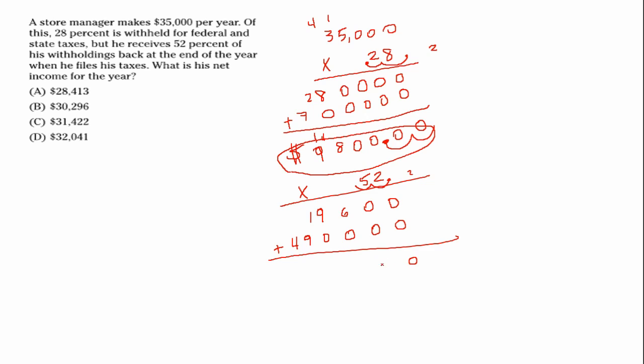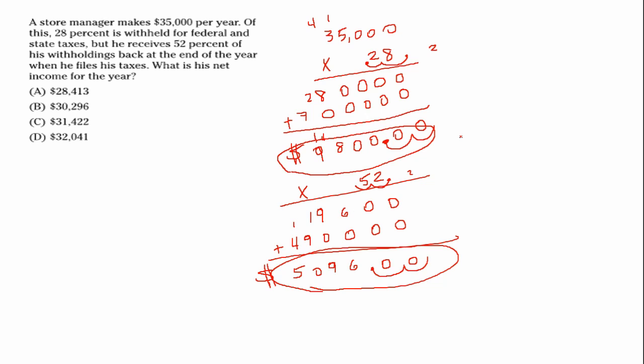Add 0 plus 0 is 0. 0 plus 0 is 0. 0 plus 6 is 6. 9 plus 0 is 9. 9 plus 0 is 9. Bring the 1. 4 plus 1 is 5. Bring back in our two decimals. So we know he's going to get $5,096 back after the $9,800 is taken away.